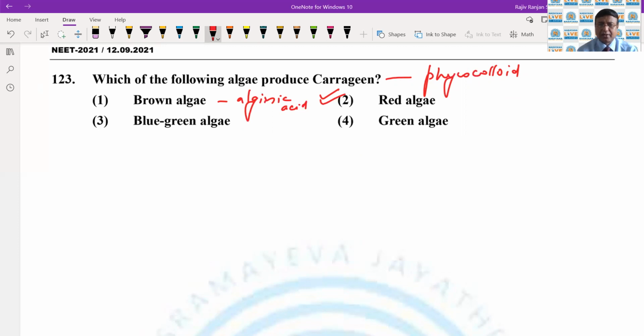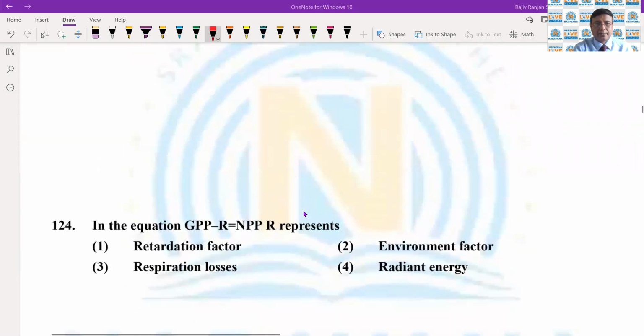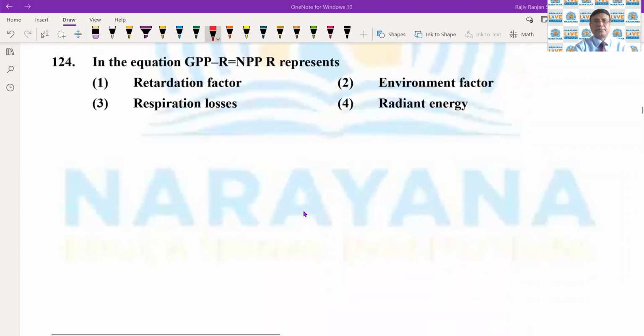Let's now see the next question. In the equation, GPP minus R is equal to NPP, R represents 1, retardation factor, 2, environmental factor, 3, respiration losses, and 4, radiant energy. So the correct option is respiration losses.